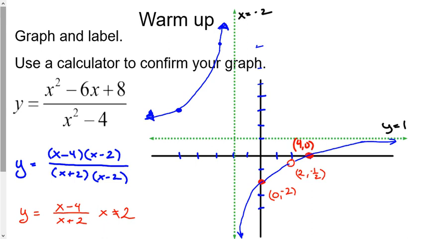So here's a little graph that I sketched. You can see we have a horizontal asymptote right here. We have a vertical asymptote here at x equals -2. We also have a hole right here at 2, -1/2. And of course we have our y-intercept at 0, -2, and x-intercept at 4. So these are all the pretty important points that you would want to have on your graph and be able to identify.